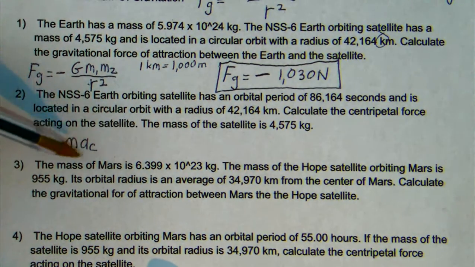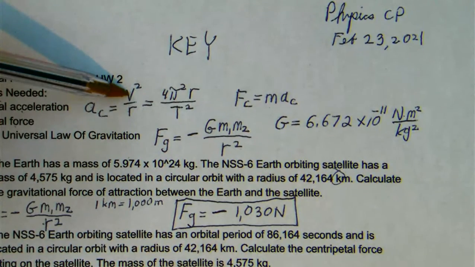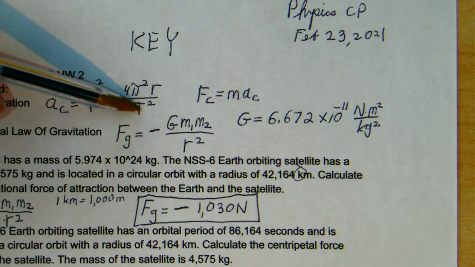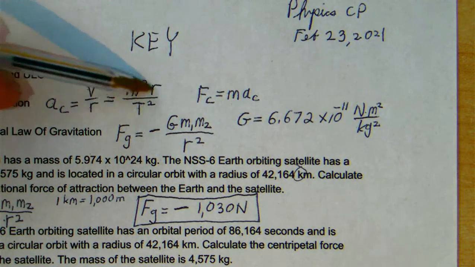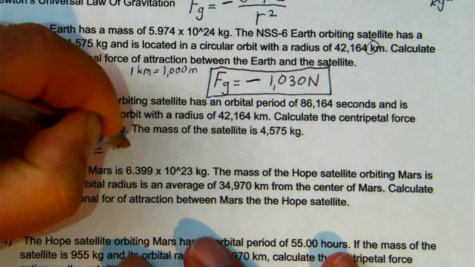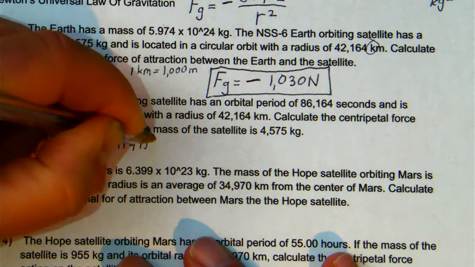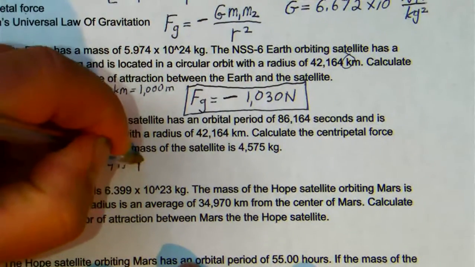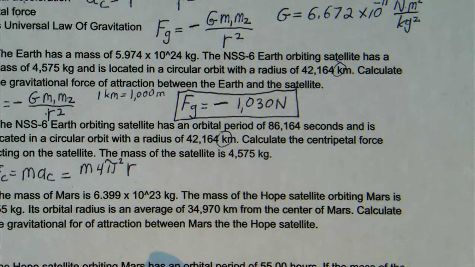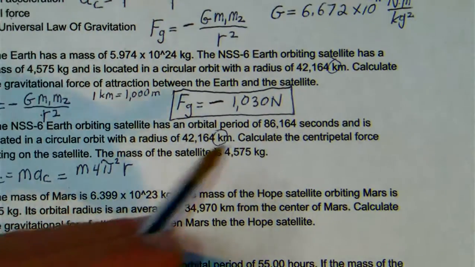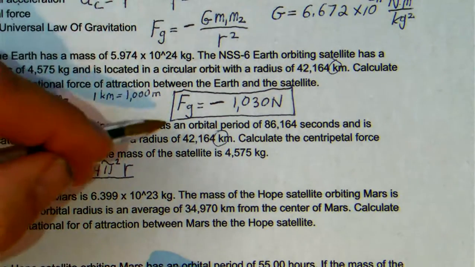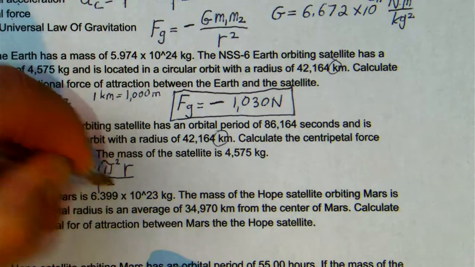I do not have the speed of the satellite. I do have its orbital radius and its orbital period. So I should select this version of the centripetal acceleration. It's going to be mass times 4 times pi squared times the orbital radius. Again, it's in kilometers, and you need to convert kilometers to meters first by multiplying it by 1,000, and then divide it by the period squared.